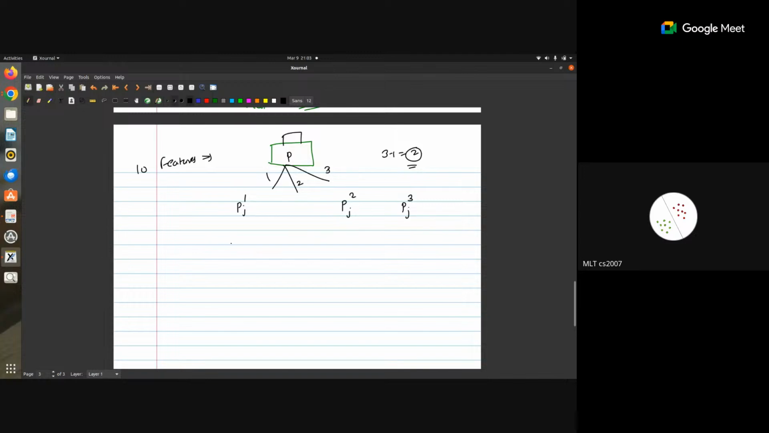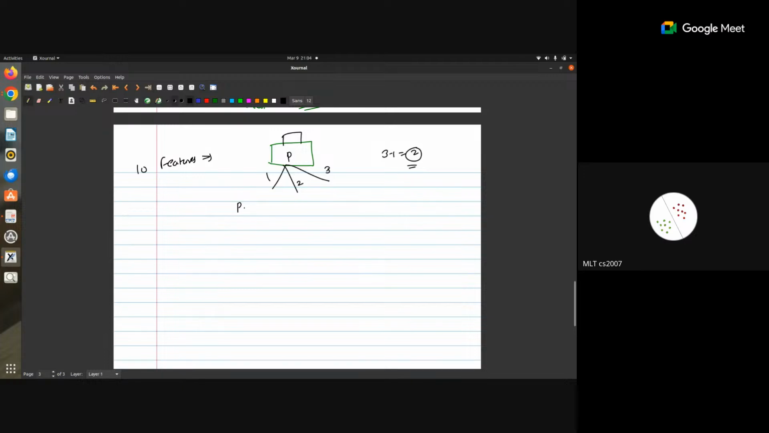And what else will be there? I think I'll have to write it so that the notation is perfect: P1 1, P2 1, P3 1. See, when you have two classes, what do you do generally?